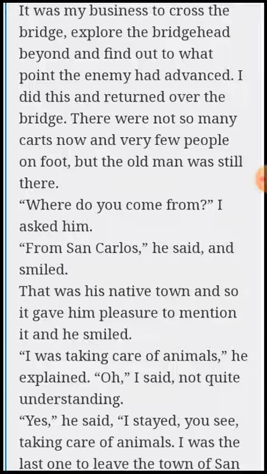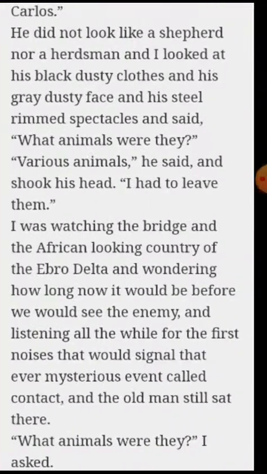"Yes," he said, "I stayed, you see, taking care of animals. I was the last one to leave the town of San Carlos." Then the old man replied, yes. Yes means, I stayed there and I was taking care of animals, and I was the last person to leave the town of San Carlos.